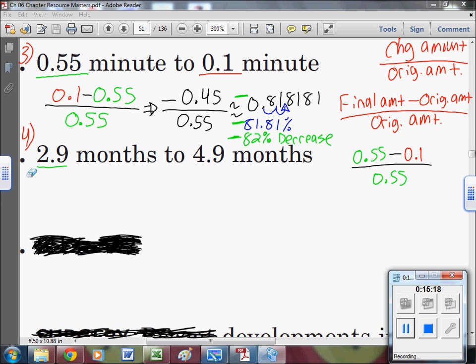All right, so in this one, we're going to underline our starting amount, just so we're clear. I'm going to color code it, green for go, red for stop. So it started at 2.9 and finished at 4.9. So I'm going to go ahead and do 4.9 minus 2.9. And you're already going to notice, well, hey, it went up. So I'm expecting this to be a percent of increase question.